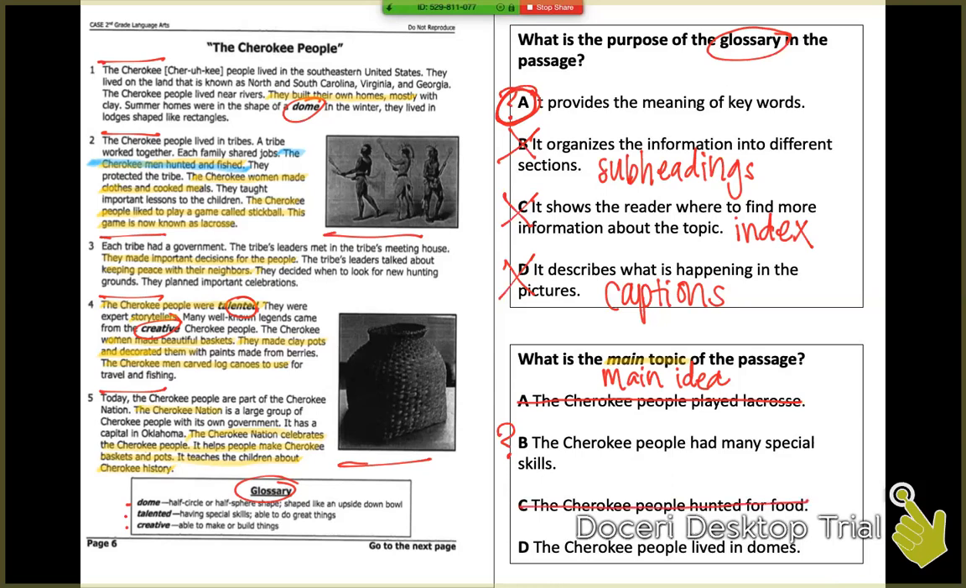And then D says the Cherokee people lived in domes. I do see that in paragraph 1, that their summer homes were in the shape of domes. But again, their homes, them living in domes, is only mentioned one time in the story. So I don't think that can be what our whole story is about.